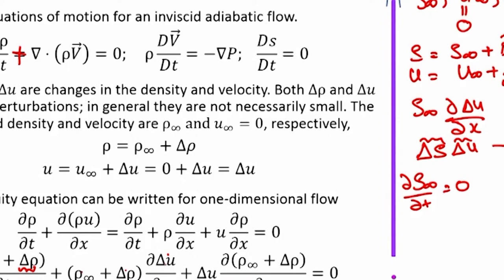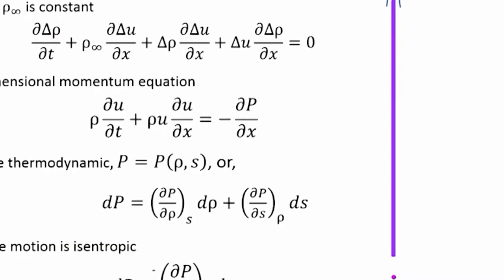And rho infinity multiplied by the partial derivative of delta u with respect to x is significant. So using these guiding principles, we can write this equation in terms of the partial of delta rho with respect to t and rho infinity times the partial of delta u with respect to x, and the other terms are extremely small. Now this yields basically ∂δρ/∂t plus ρ∞ ∂δu/∂x equal to 0. This is what this equation yields.